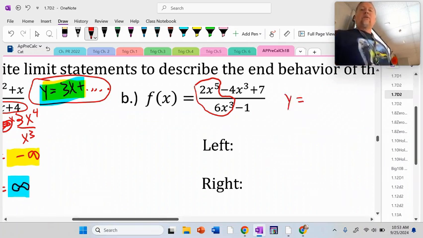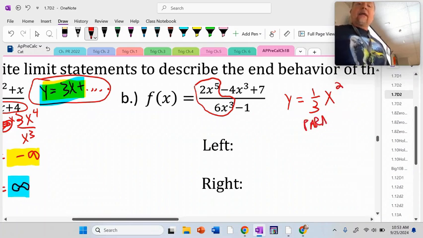Minimally, you will have y equals 2 over 6. And then what's x to the fourth over x to the fifth? What's x to the fifth over x cubed? X what? Squared. This means we'll have a parabolic end.